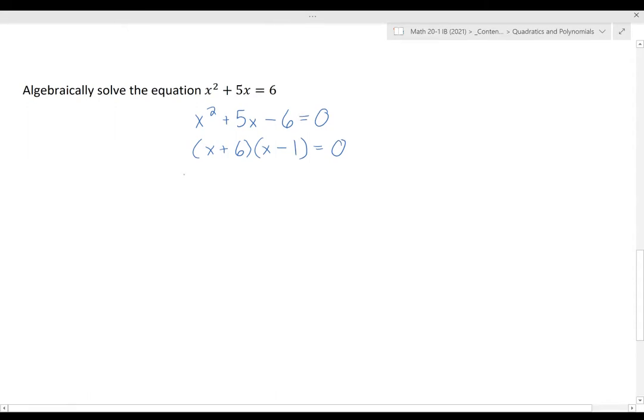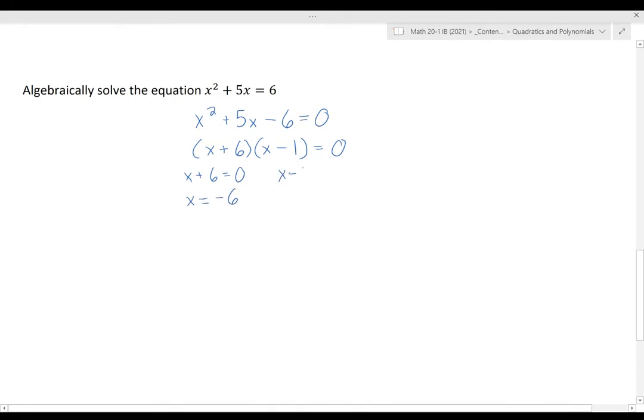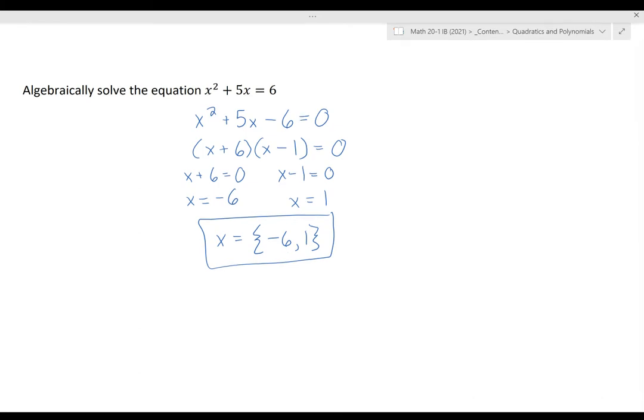So either x plus 6 equals 0, which means x equals negative 6. No surprise there, we already know the solutions to this equation. Or x minus 1 equals 0, which means x equals 1. So same two solutions, x equals negative 6 and 1. I've already checked those solutions, so we definitely know they work. But that would be the algebraic solution if it is factorable. If it is not factorable, we will explore that in a later video.